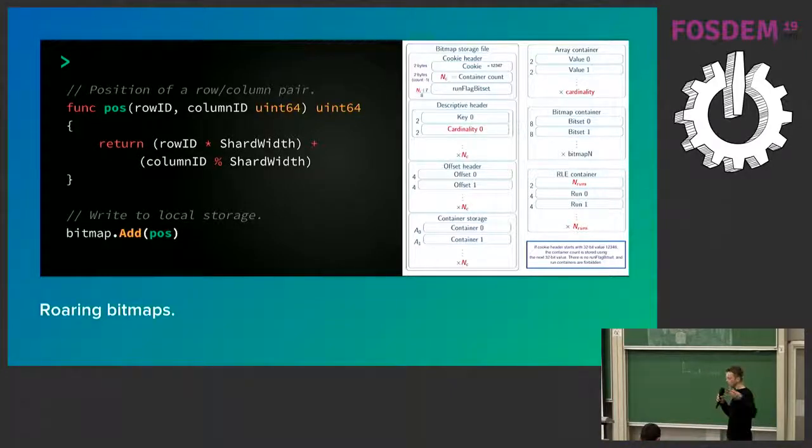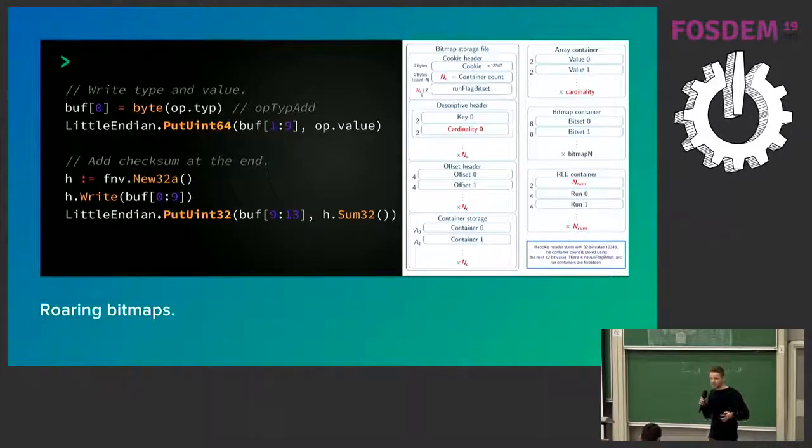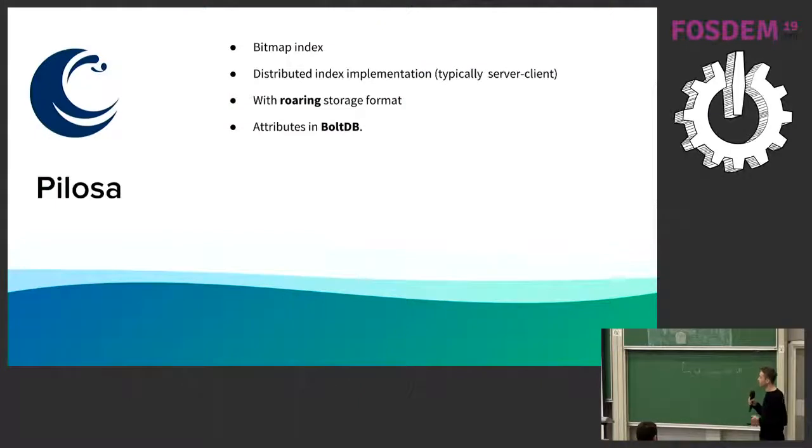So first, when you have the row ID and the column ID in your bitmap, you have to store it to the local storage. So you calculate the position, you call the add function, and what the add function does is basically this: the first byte is the operation, so in this case it's an add. The next 8 bytes are the value in little endian format, and the last 4 bytes are just a checksum of the operation and your value, and you write it to the disk. Basically, it's pretty simple how you save data, and Pilosa implements it.